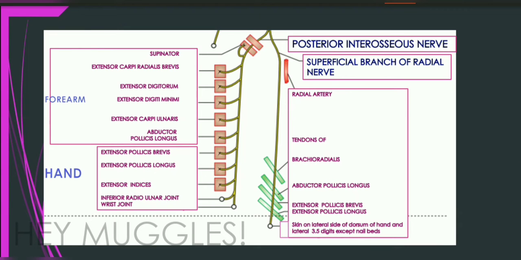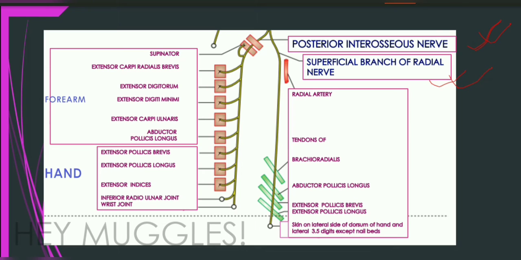So now coming to the course and branches of your radial nerve in the forearm and hand. After supplying the arm at the level of the lateral condyle of your humerus, it terminates and gives 2 branches. First is your posterior interosseous nerve and a superficial branch of the radial nerve. The posterior interosseous nerve is the deep branch and the superficial branch is sensory.